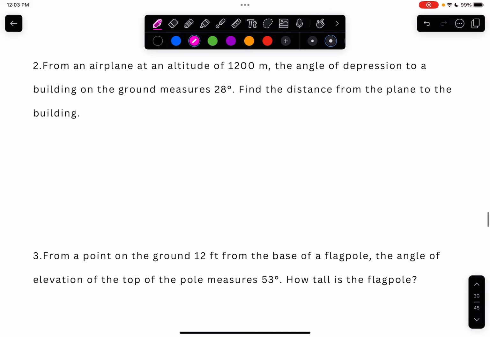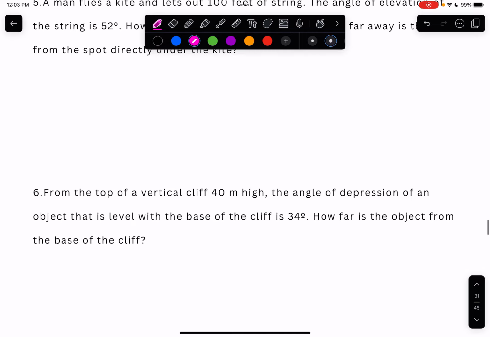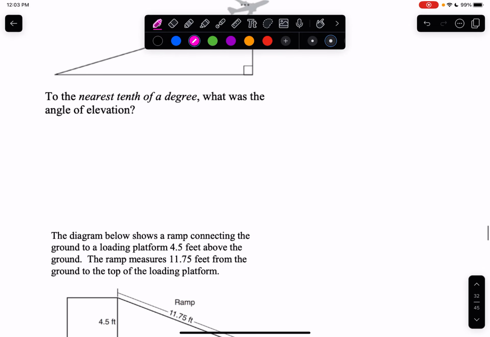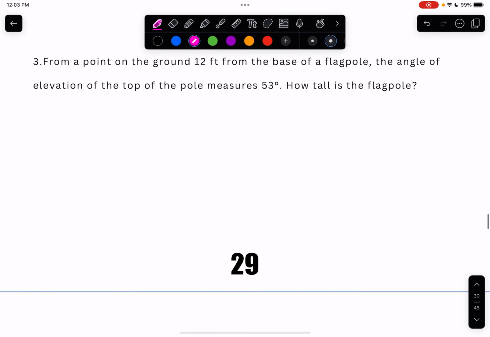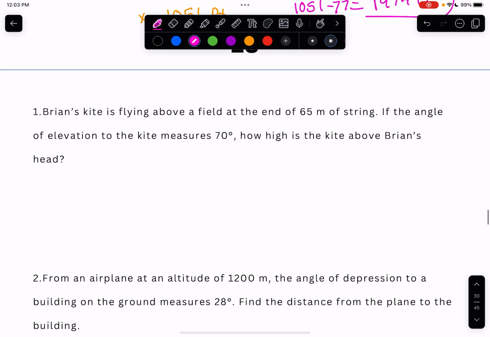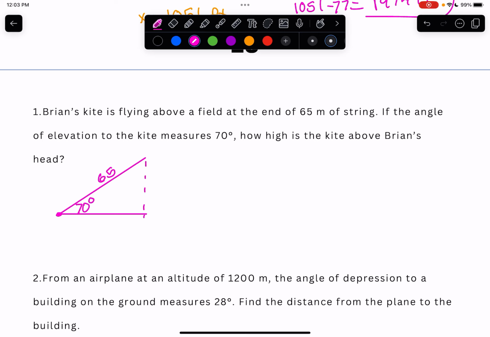And now we have some more practice problems. Brian's kite is flying above a field at the end of a 65-meter string. The angle of elevation measures 70 degrees. How high is the kite above Brian's head?